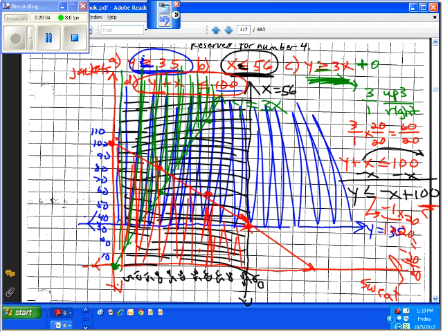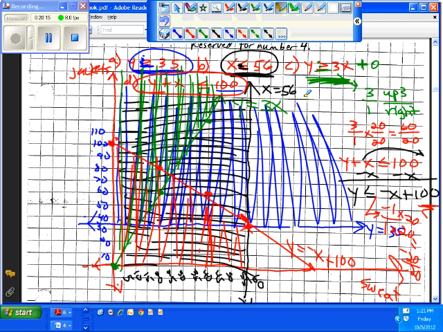And in y equal form, this was y equal negative x plus 100. I'm going to try to highlight the names of the equations because it got a little crazy. So the green one is y equal 3x. The black one is x equal 56. The red one is y equal negative x plus 100. And the blue one is y equal 35. Okay?